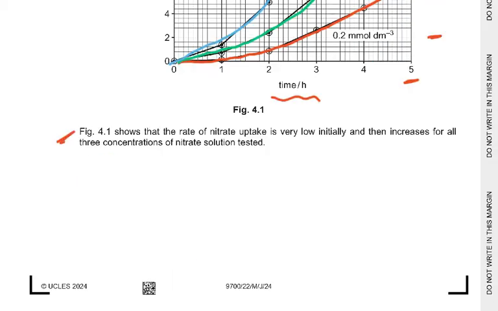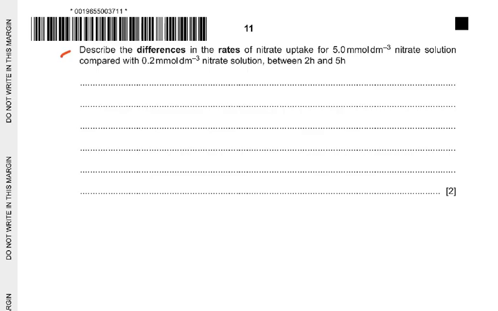Figure 4.1 shows that the rate of nitrate uptake is very low initially and then increases for all 3 concentrations of nitrate solution tested. Describe the differences in the rates of nitrate uptake for 5 millimole dm cube nitrate solution compared with 0.2 nitrate solution between 2 hours and 5 hours. Now this is for 2 marks.